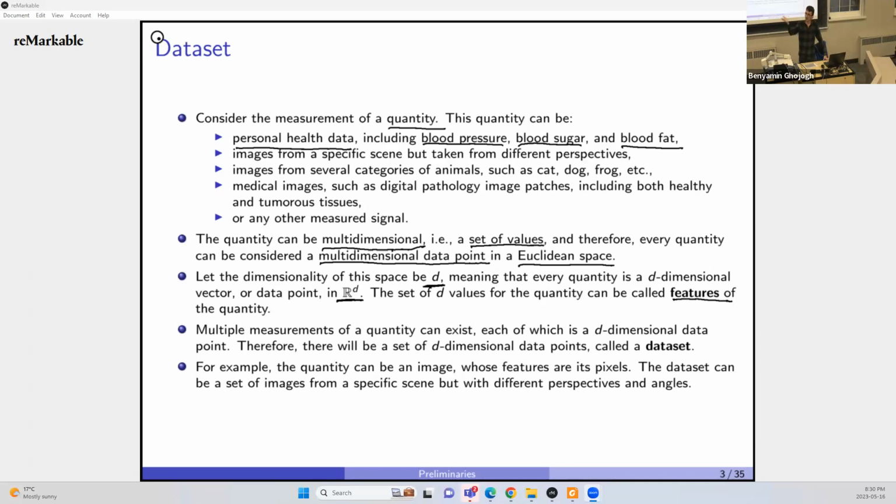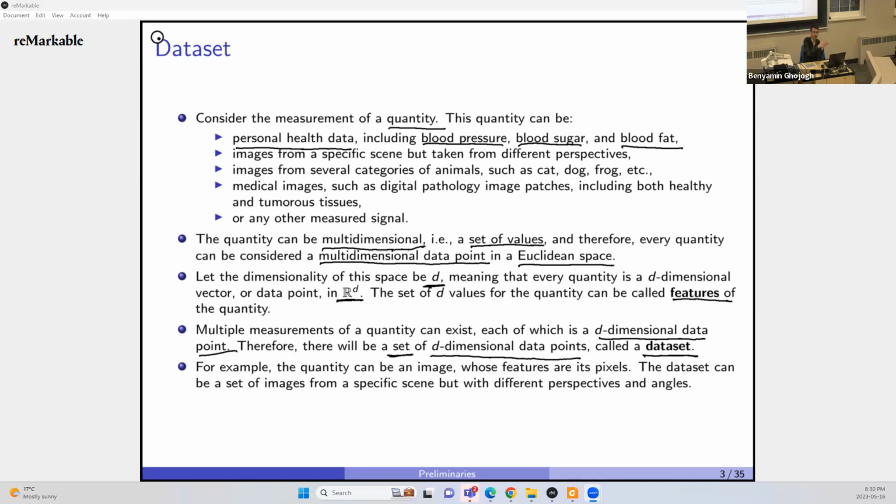Multiple, by the way, ask me questions if you have any. So multiple measurements of the quantity can exist, each of which, so for example, we have blood pressure of Jack, John, Jennifer, and these things. So we have several people's measurements. Multiple measurements of the quantity can exist, each of which is a d-dimensional data point. Therefore, there will be a set of d-dimensional data points, and we call it data set.